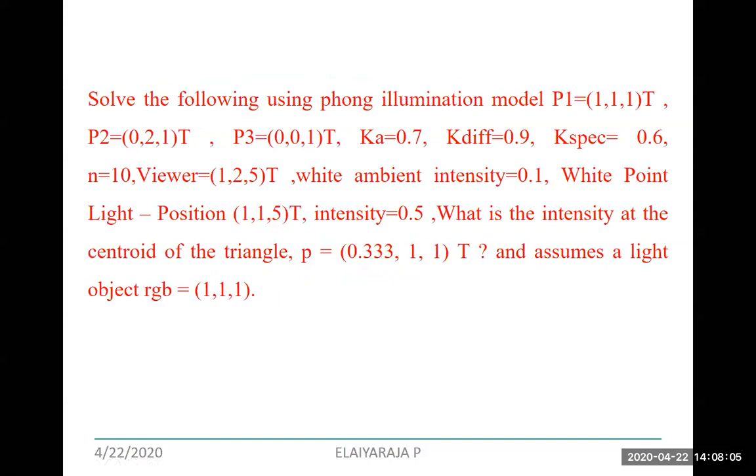So one example: solve the following using the Phong illumination model, where a triangle is given with three coordinate values P1 (1, 1, 1), P2 (0, 2, 1) and P3 (0, 0, 1), given your ambient, diffuse and specular coefficient values. Right, we'll see this example.